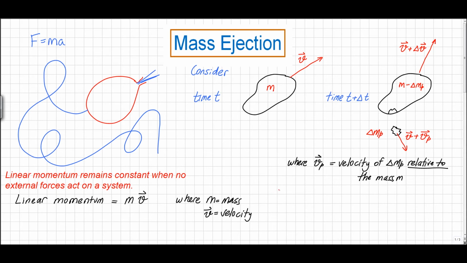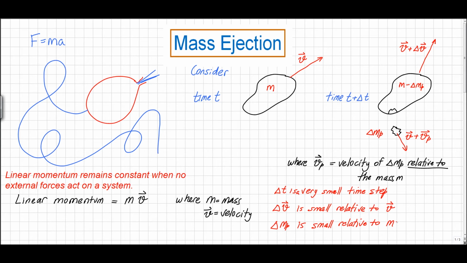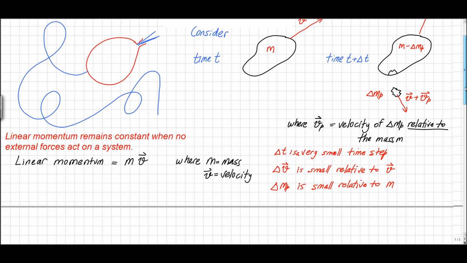Now there are a few important assumptions that we're going to make. The first is that delta t is a very small time step. We're also going to say that delta v is small compared with, or relative to, v. So the change in velocity of the large piece of mass is relatively small. Also our delta mp, so the amount of mass that we're pushing out, is small relative to the overall mass, or the initial mass of the system, m.